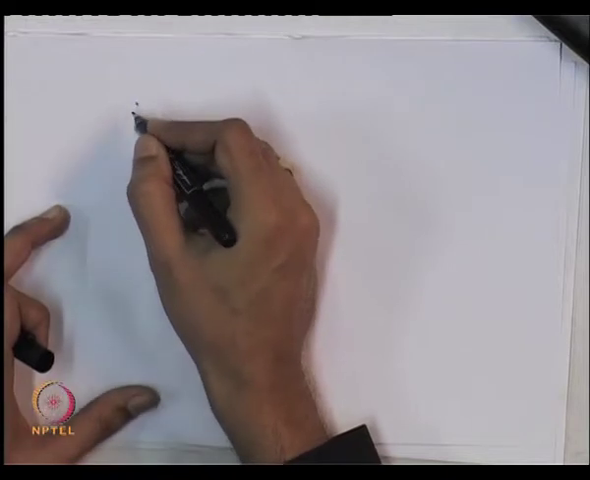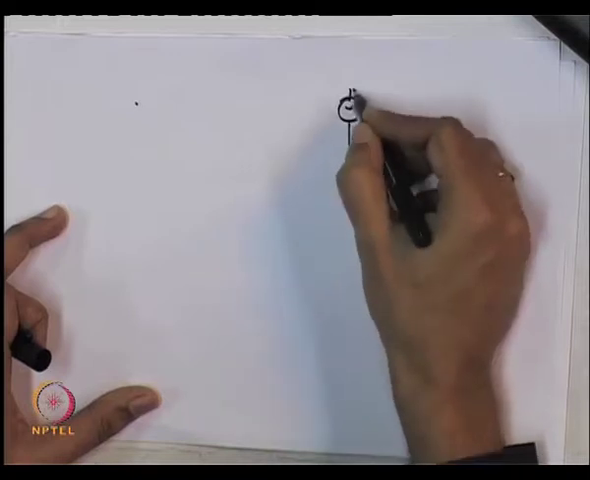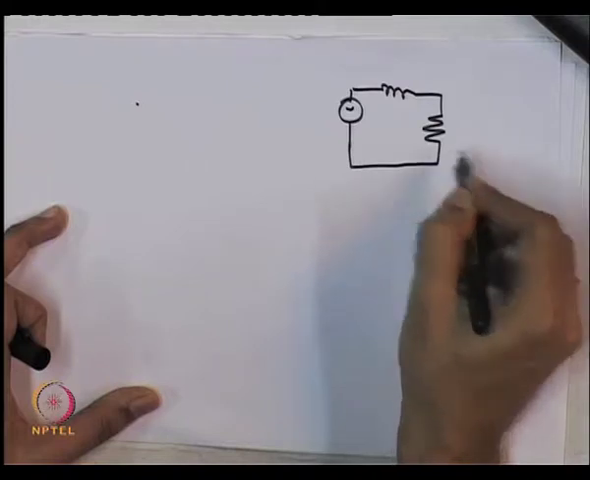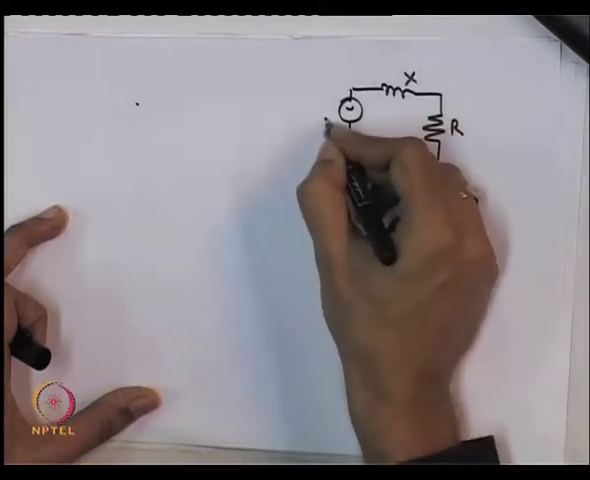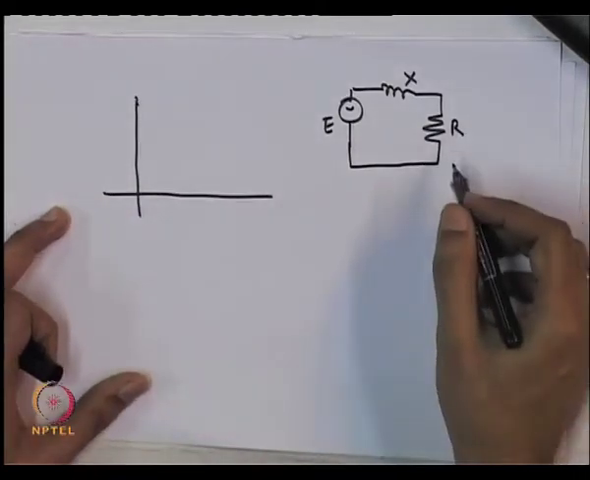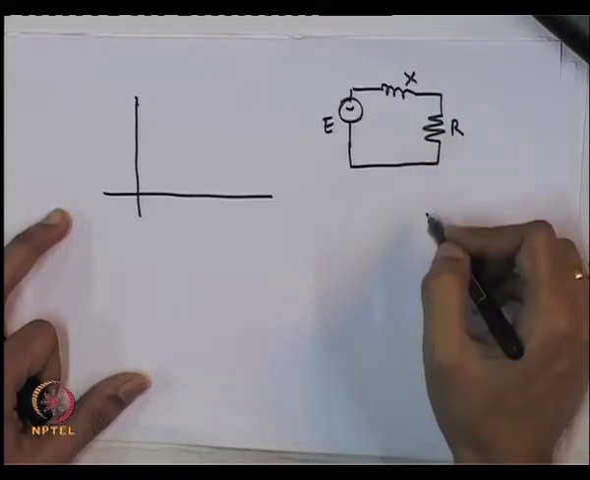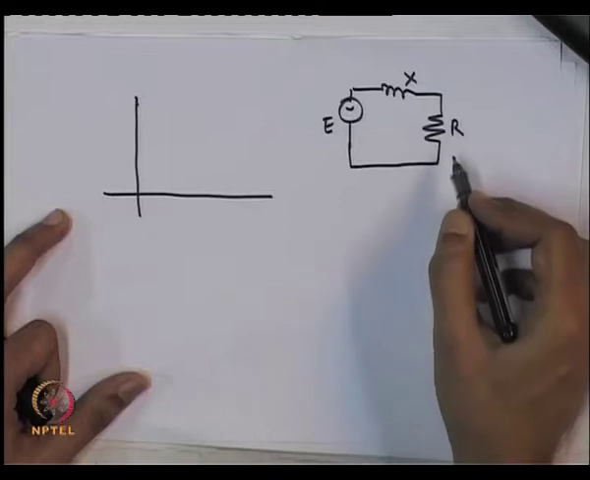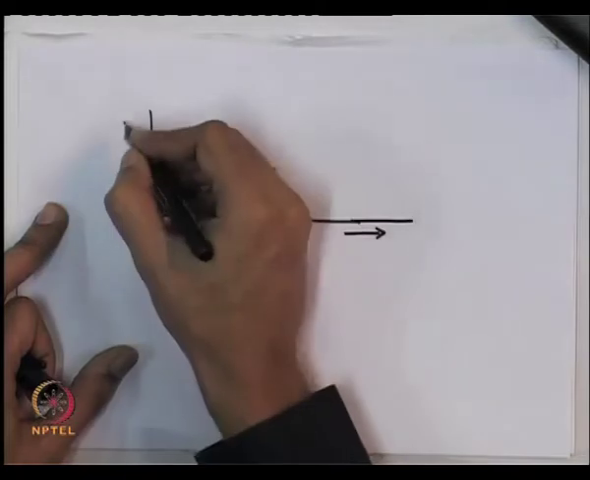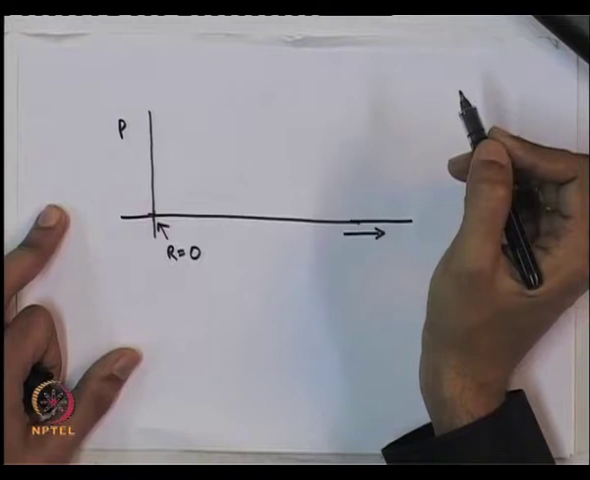If I want to increase the power dissipated by the load, so if you have, I will draw it again. If I want to increase the power dissipated by this load, what should I do? Increase R or decrease R? Well, normally one would expect that if I decrease the resistance, one would get a larger power output. What we will have is the power is going to be 0 at R equal to 0. Do you agree with that?